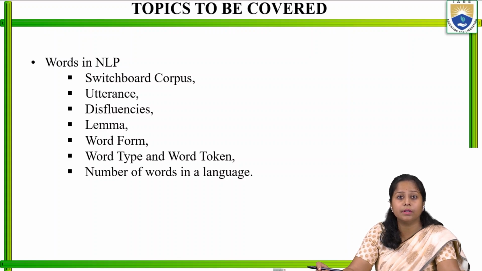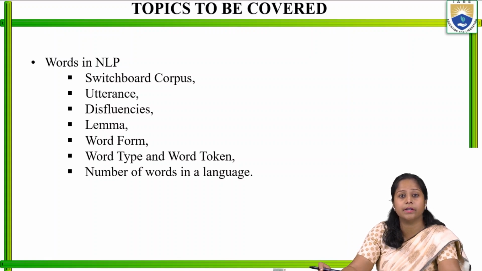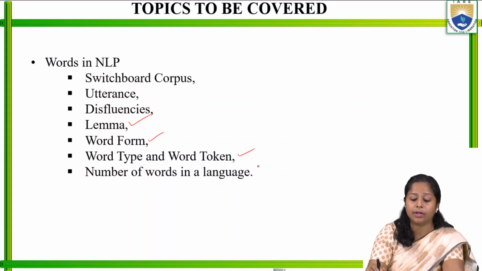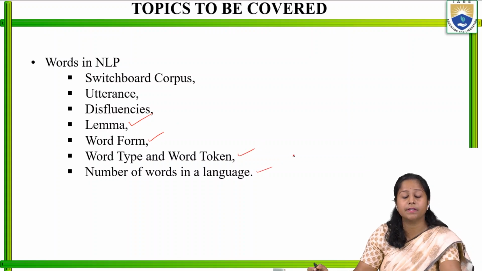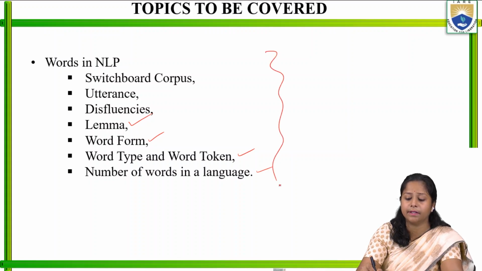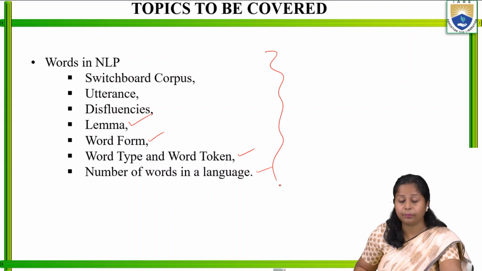I am going to talk about the Switchboard corpus. I am going to tell about the utterance, what is an utterance in different sentences, what the different disfluencies are, what is a lemma, what is a word form, what is a word type and word token, and what the different numbers of words are in a language, in a sentence and paragraph. These are the basic functionalities I am going to discuss today.